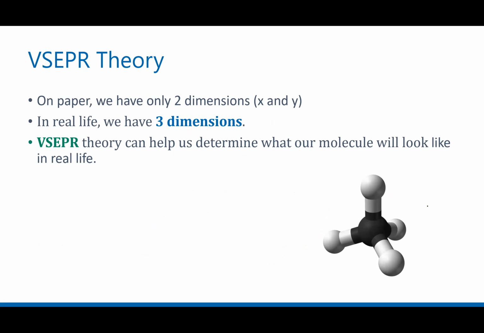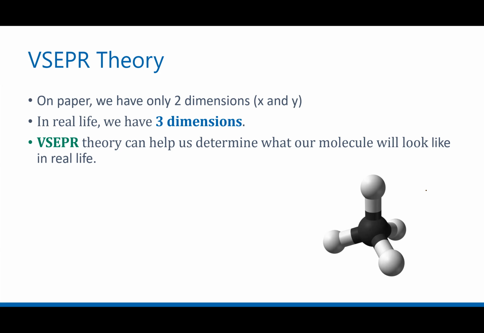So obviously this was drawn with a computer, but what if you only had pen and paper? What would you do? Well, we need to consider something called the VSEPR theory. And we'll talk more about this tomorrow. But the theory is, on paper, there's only 2 dimensions, but in real life, there's 3 dimensions, meaning X, Y, and Z.